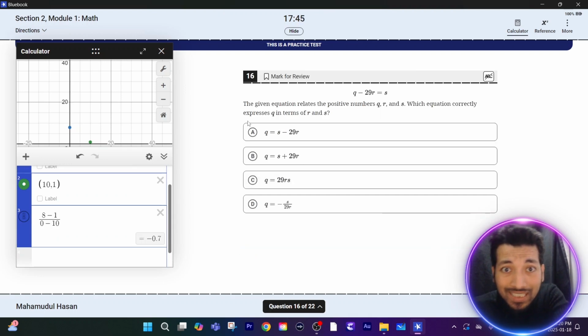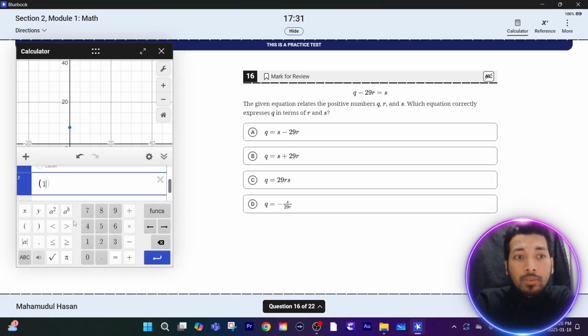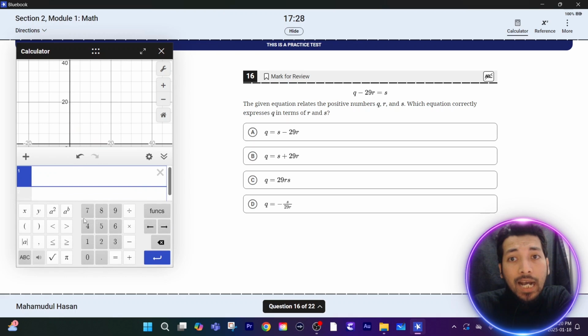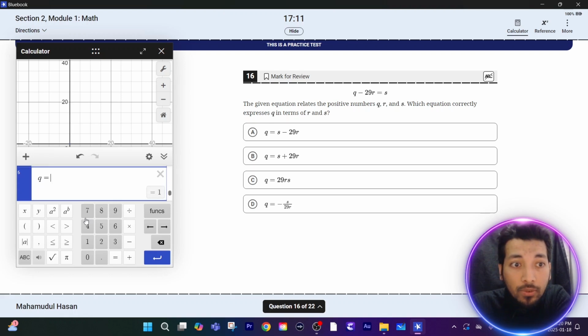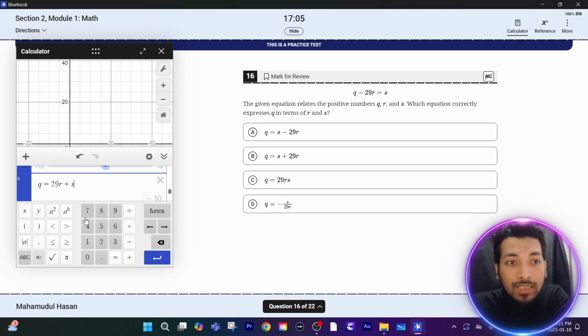Okay, let's look at problem number 16. The given equation q minus 29r is equal to s relates the positive numbers q, r, and s. Which equation correctly expresses q in terms of r and s? So in this case, this is a concept of literal equations, where you need to isolate a given variable from an equation. So we need to isolate q. So q minus 29r is equal to s. We need to move this 29r to the other side. So q is equal to, we add 29r to both sides, 29r plus s.